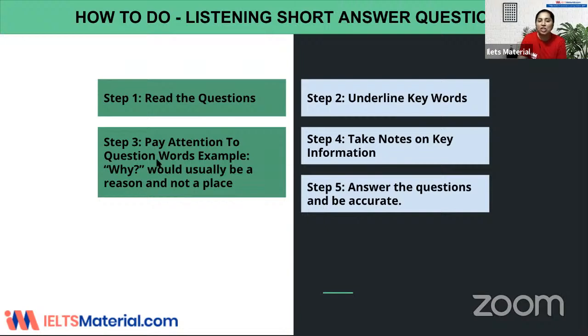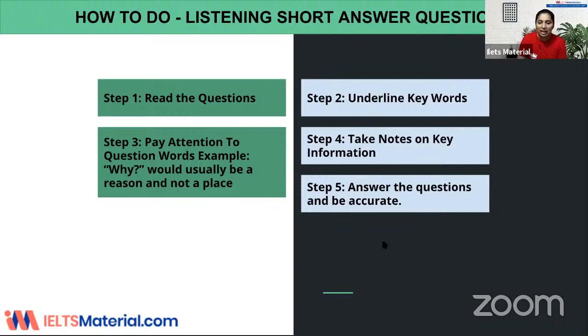Then pay attention to question words. Example, why would usually be a reason and not a place. Step 4, take notes on key information. Step 5, answer the questions and be accurate. The meaning of accurate is match the answer exactly according to the grammatical structure, if it is fill in the blanks. And to be accurate in short answer questions is to give the correct answer with correct spellings.